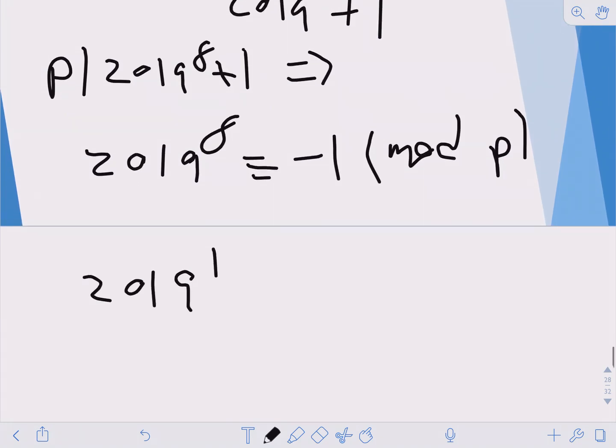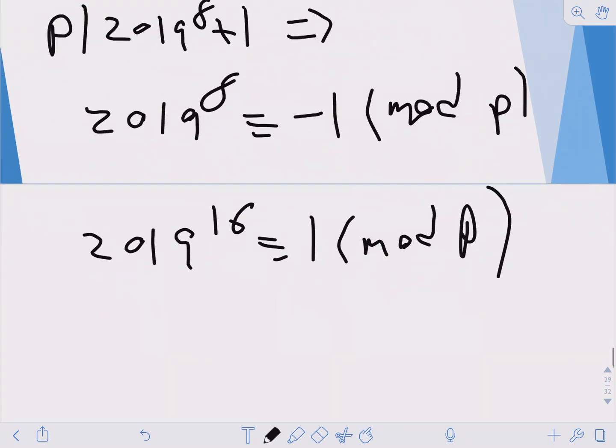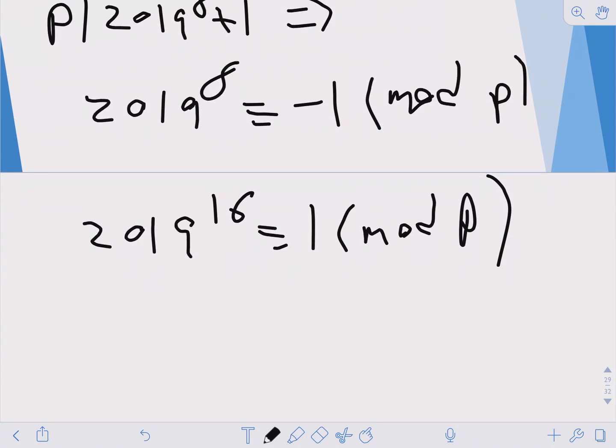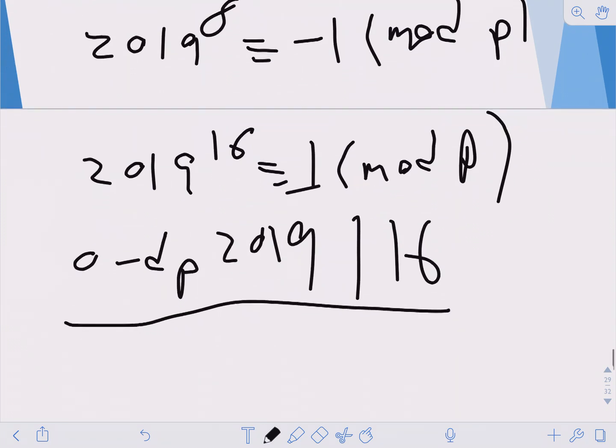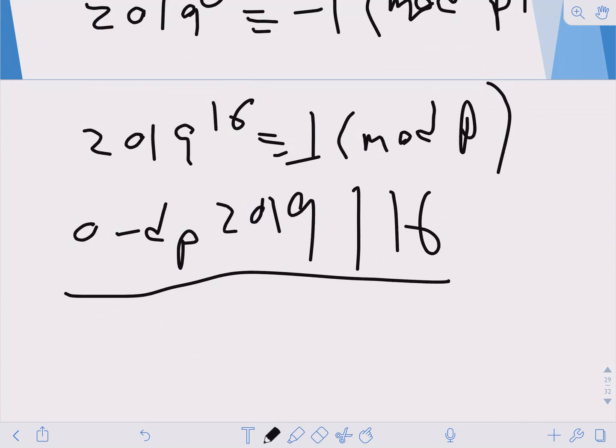Square both sides. 2019 to the 16 is congruent to 1 modulo p. So the order of 2019 modulo p must divide 16. Note p and 2019 have to be relatively prime because 2019 is 3 times 673, and for them not to be relatively prime, p would either have to be 3 or 673. In either case, that would end up with a 0 modulo p, which we know has to be 1. So they're relatively prime, and the order has to exist.